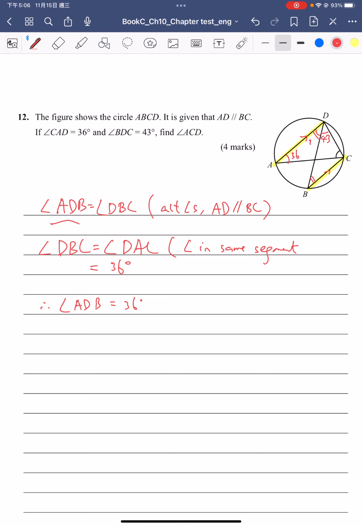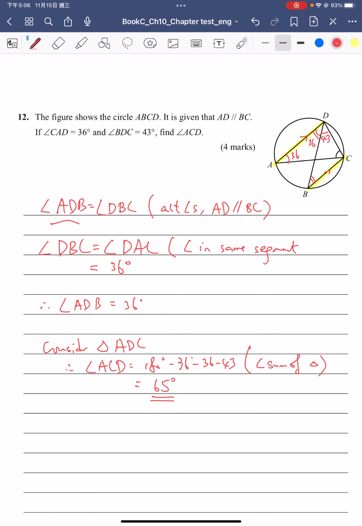So we now get this is equal to 36 degrees, then using the angle sum of a triangle, we can get the required angle. We consider triangle ADC, then the required angle ACD is equal to 180 degrees minus 36 minus 36 minus 43, and the answer is 65 degrees. Okay, so that's using the angle sum of a triangle.